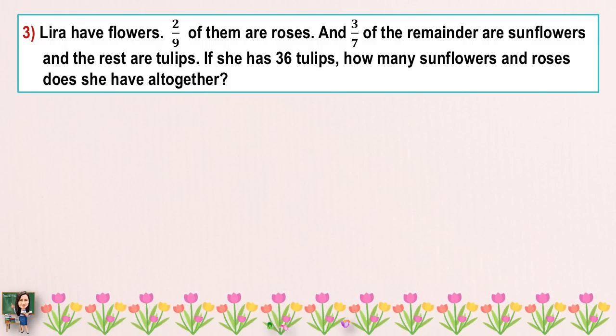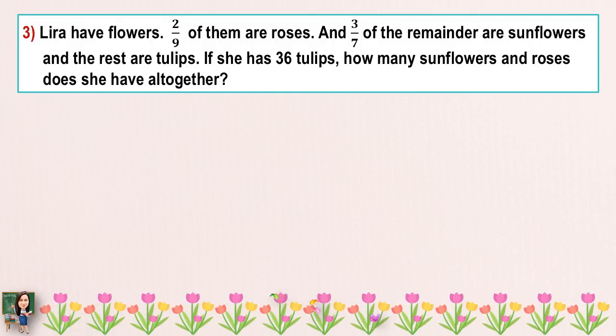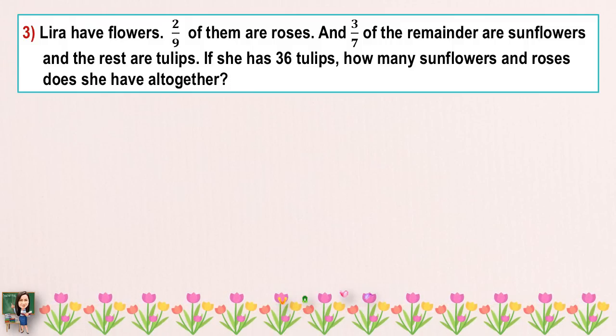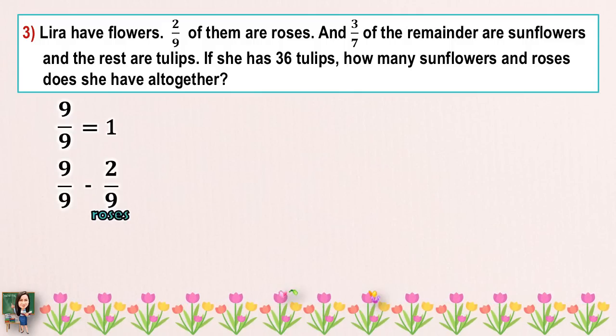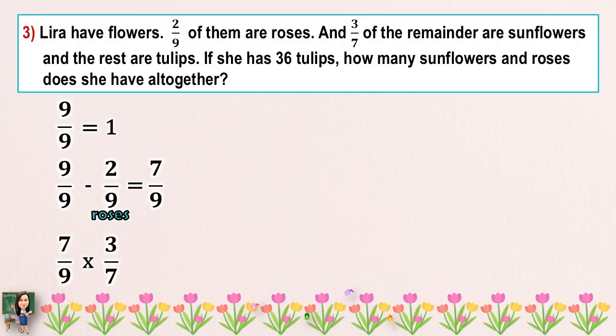Lira has flowers. 2/9 of them are roses, and 3/7 of the remainder are sunflowers, and the rest are tulips. If she has 36 tulips, how many sunflowers and roses does she have altogether? 9/9 is the whole part of flowers. It is equivalent to 1. Subtract 9/9 minus 2/9 roses equals 7/9. Multiply 7/9 times 3/7. Use the cancellation method.